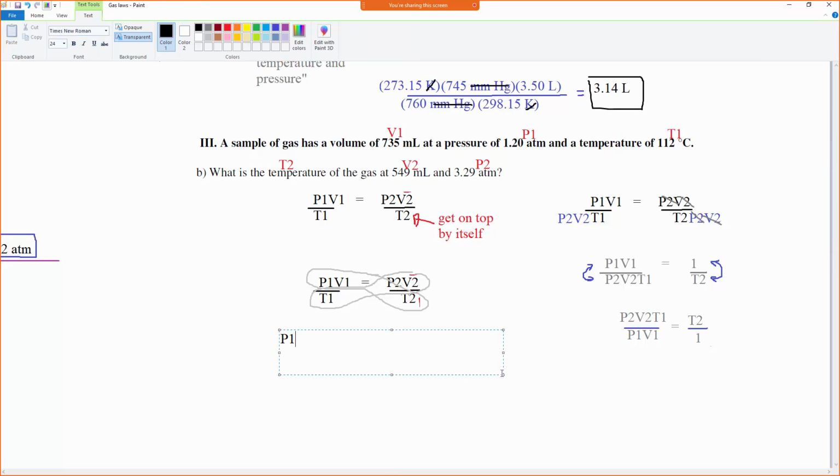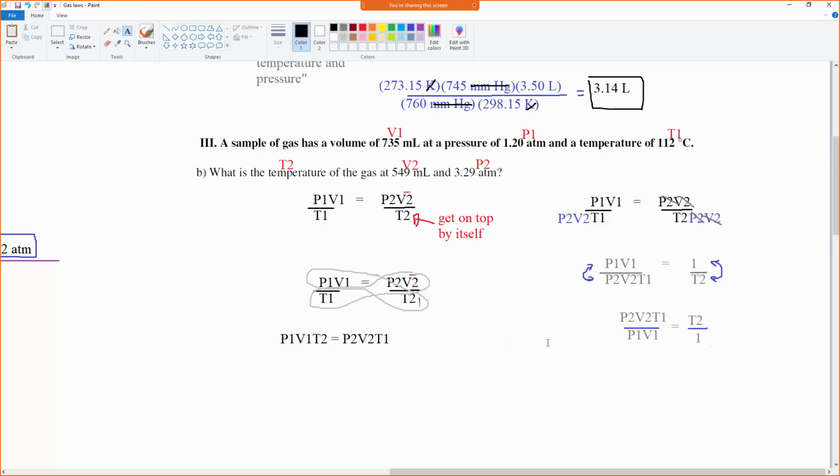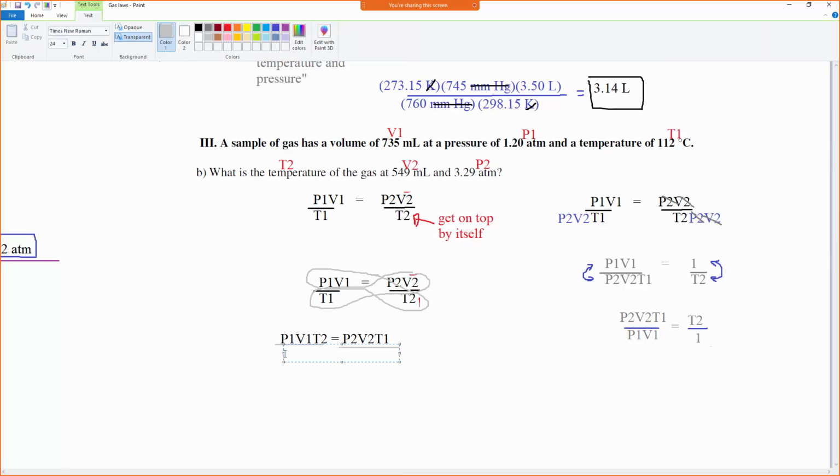And then you have P1V1T2 is equal to P2V2T1. Make sure you keep those 1s and 2s straight. And then, now that everything's on top, to get T2 by itself, we're just going to divide both sides by P1V1.